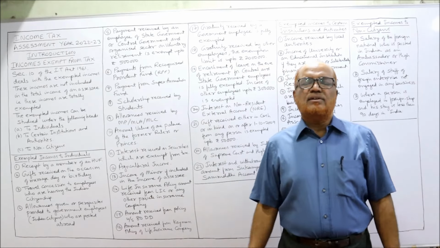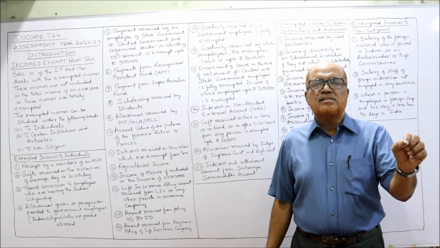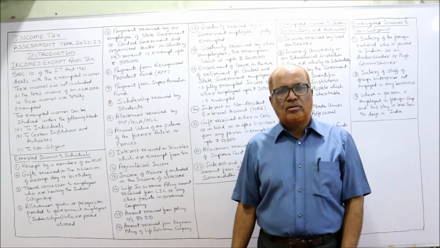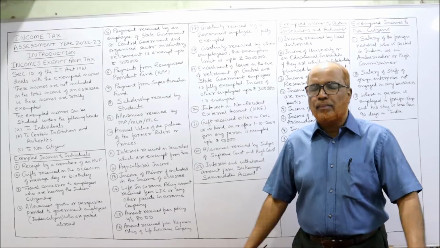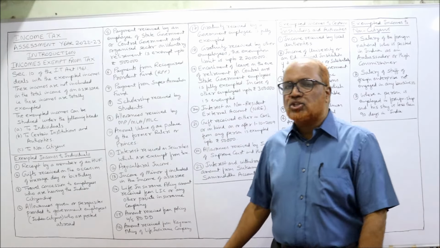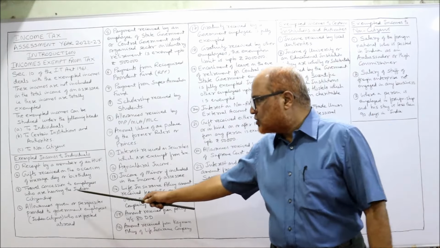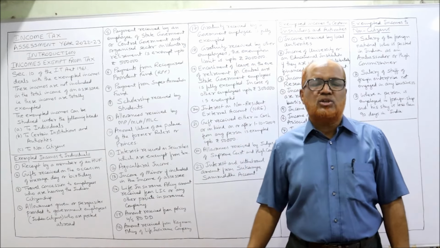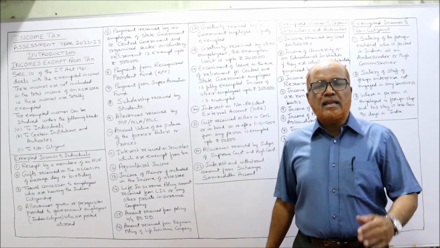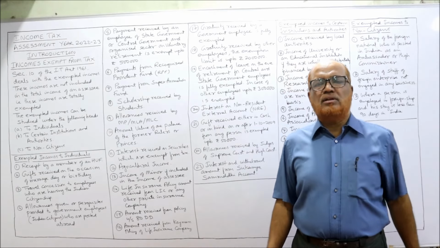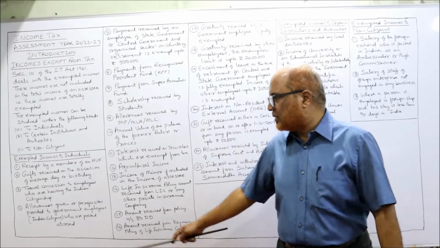Second, gift received. Personal gifts received on the occasion of marriage day or on the occasion of birthday. These gifts are completely exempted. Third one, travel concession. Travel concession to employees who are having Indian citizenship. So if a person is having Indian citizenship and gets any travel concession, that is fully exempted.